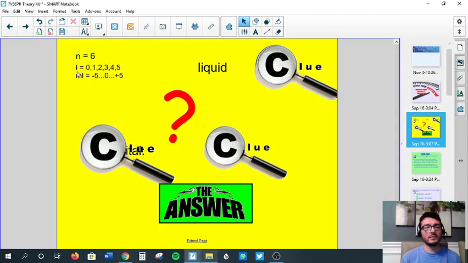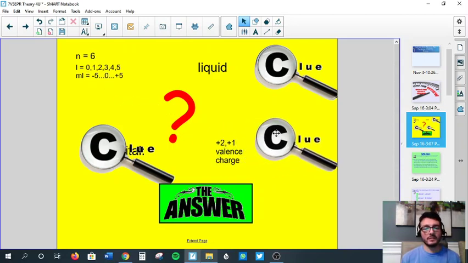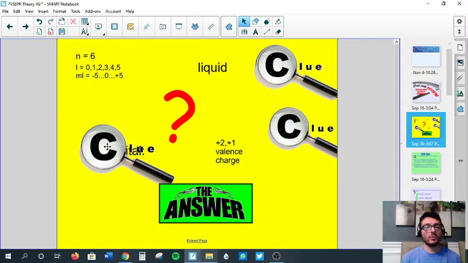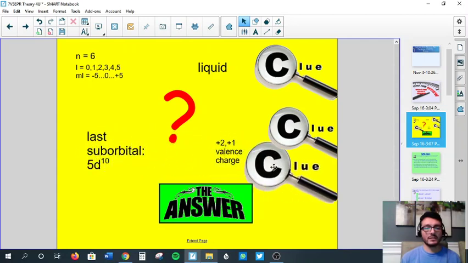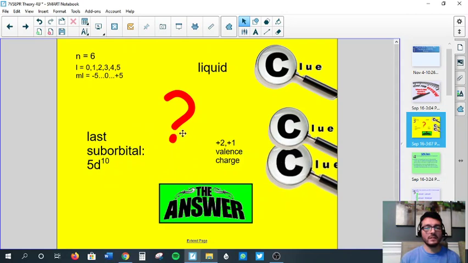So n is equal to 6, l is equal to possible 0, 1, 2, 3, 4, 5, although we know that 4 and 5 aren't actually true. And ml is this possible range. It doesn't give you an exact location in the periodic table, but those are those sets of quantum numbers. It also has a positive 2 or 1 valence charge. And the last suborbital is 5d10. I think that might give it away. So the last suborbital is 5d10.